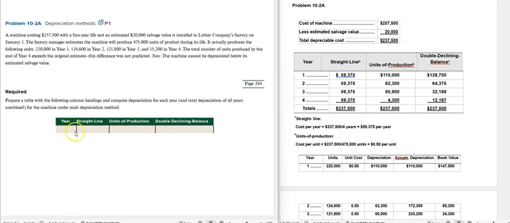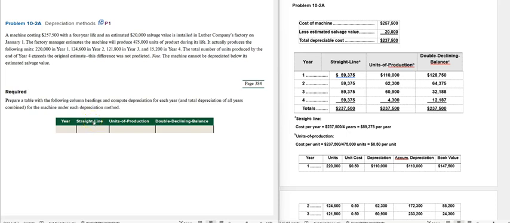And what this is going to have us doing is just keeping track of the amount of depreciation expense using each of the 3 depreciation methods over the 4 years of the asset's life. Okay. So let's start by working with a straight line method.